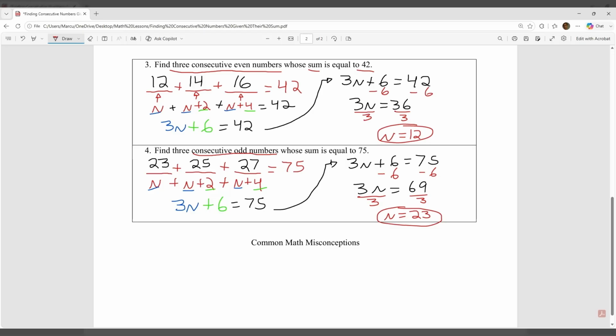So for the last part of the lesson, one thing I would like to go over is whenever we have consecutive numbers, we must remember that it's going up by 1. So whenever you have your terms, you're going to have n, n plus 1, n plus 2, and so forth. Versus when you have even or odd consecutive numbers, we are adding by 2's. So then you have n plus 2, n plus 4, and the list goes on.